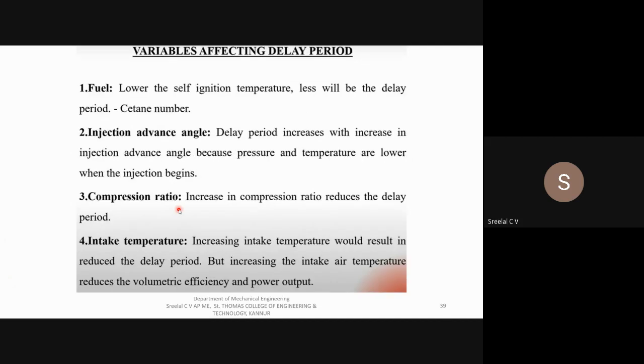Now we are going to discuss the variables affecting the delay period. The first one we are going to discuss is the fuel. If you are using a fuel with a low self-ignition temperature, then the delay period will be less.